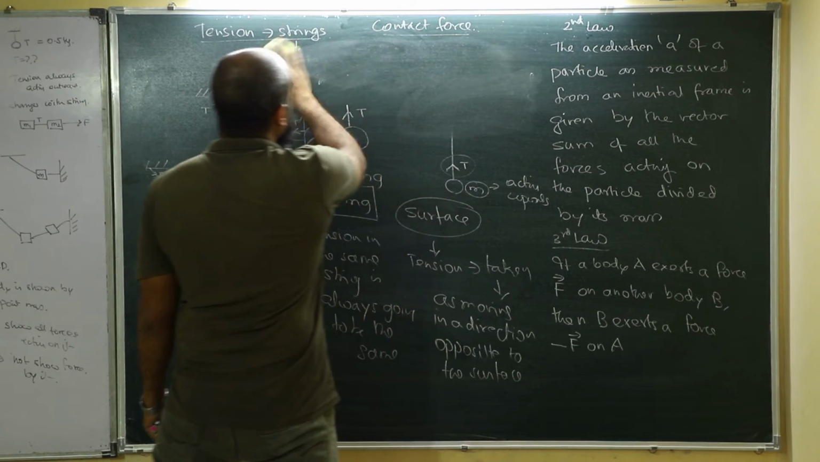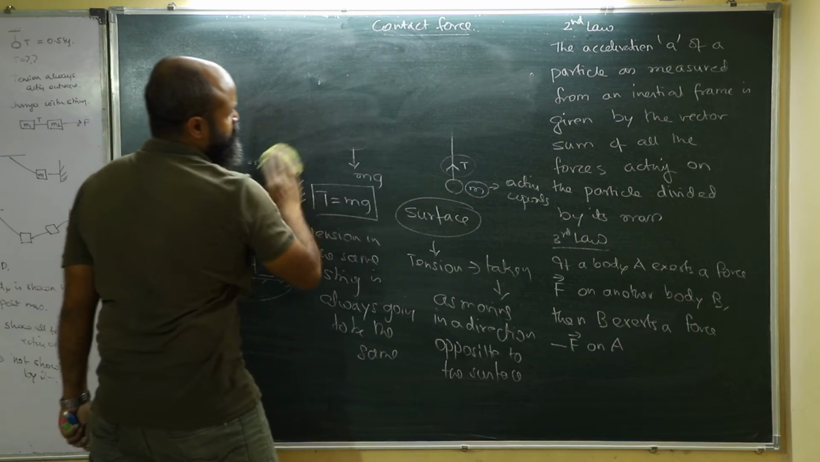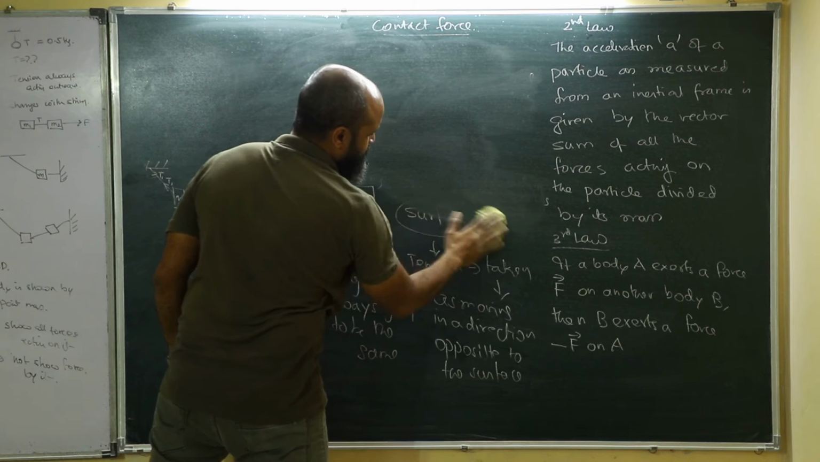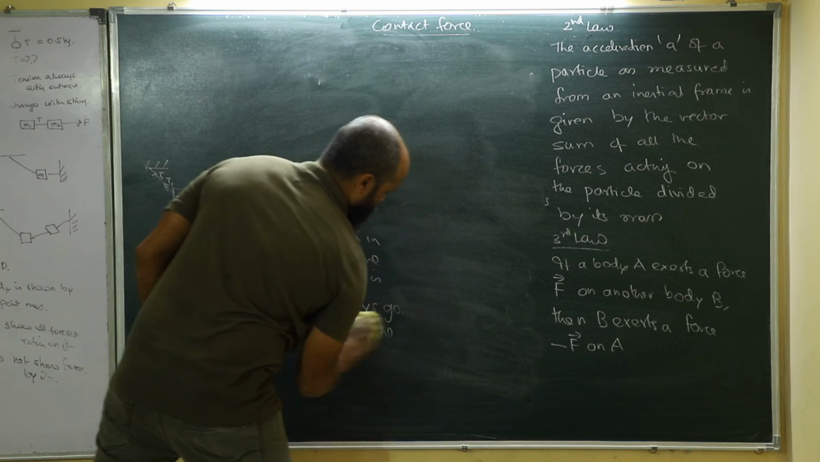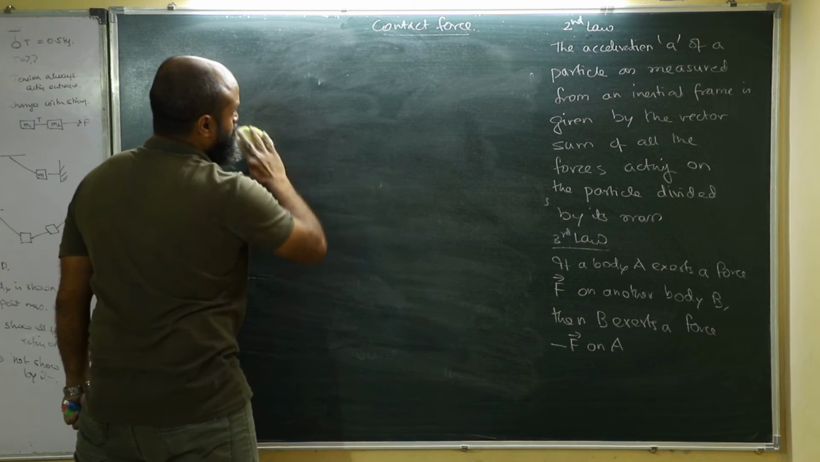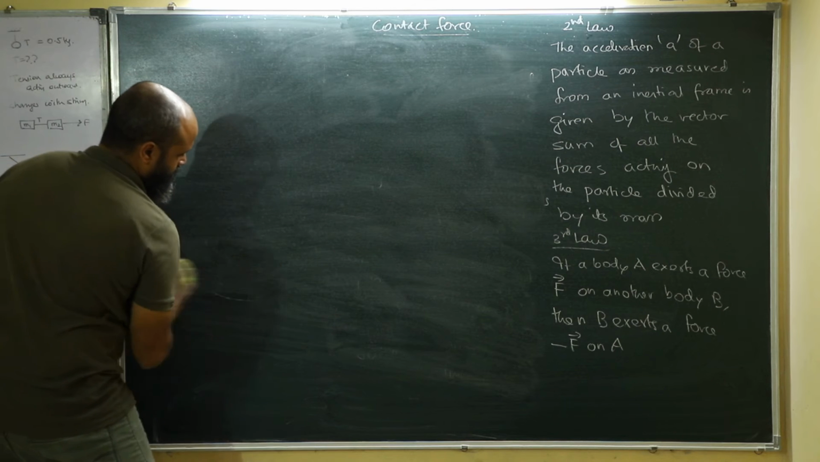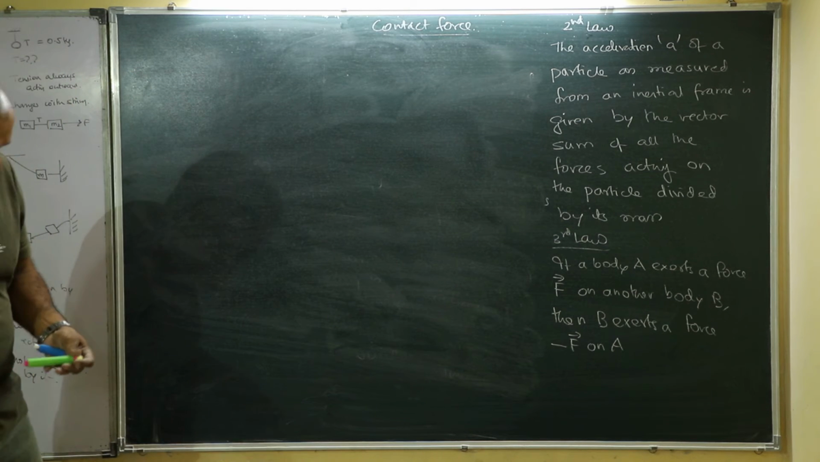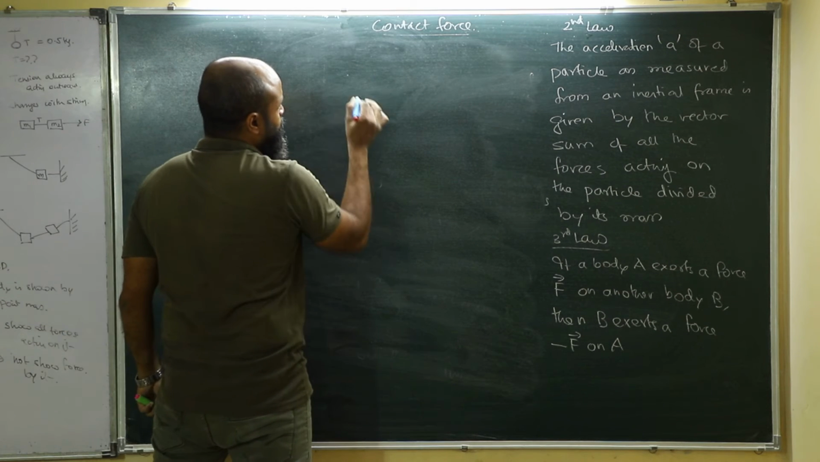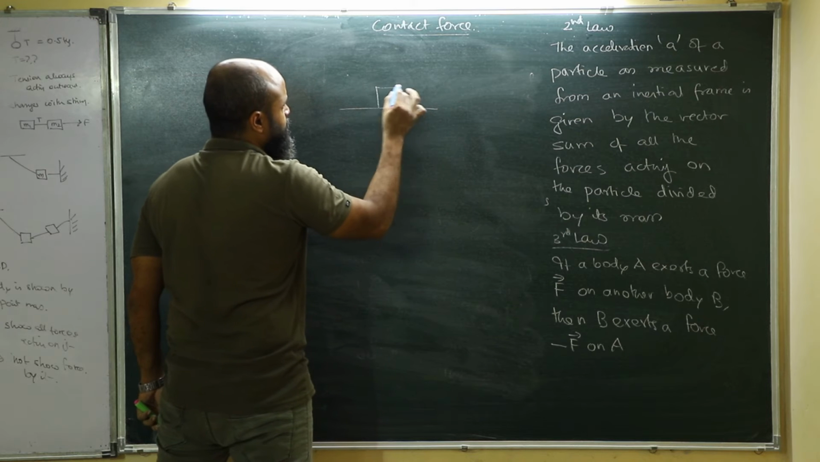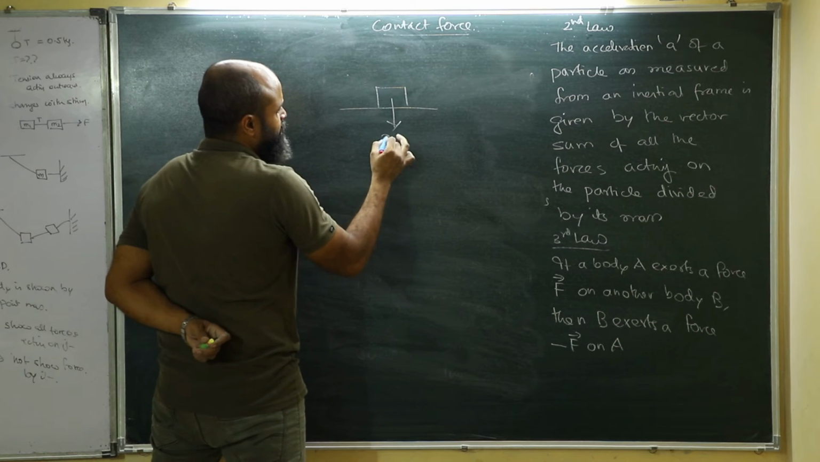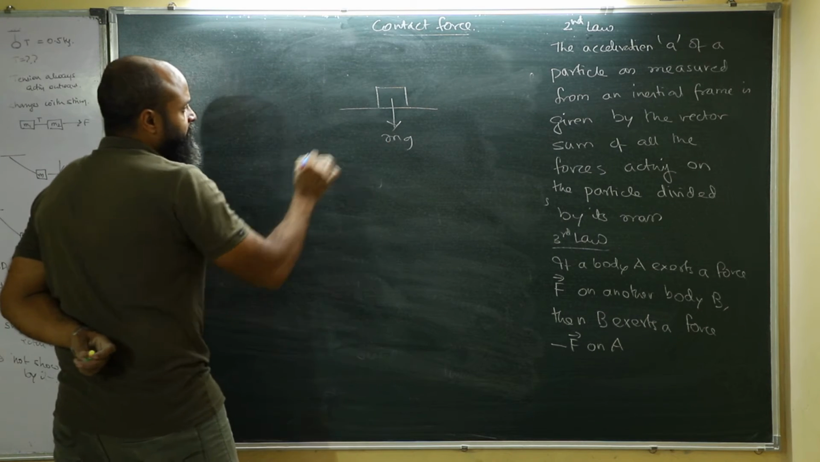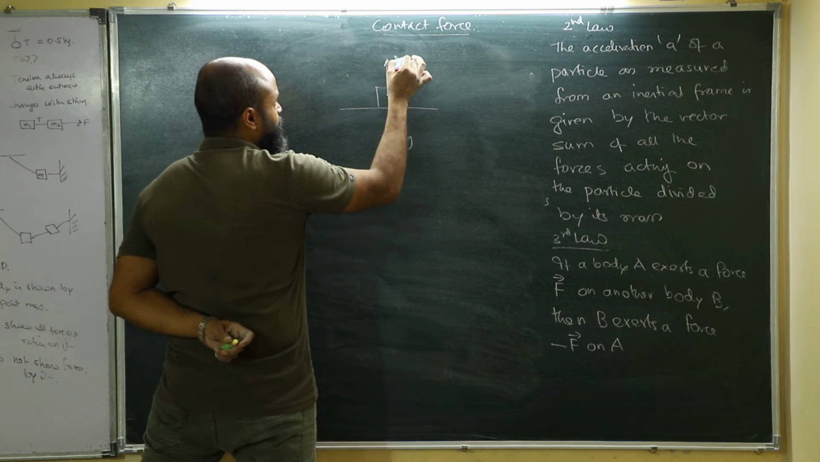We will quickly look into the other contact force which we have, and that is the contact force of normal reaction. Very quickly, if we have a surface like this and there is a weight exerted by the body, mg, this body will have a normal reaction N.